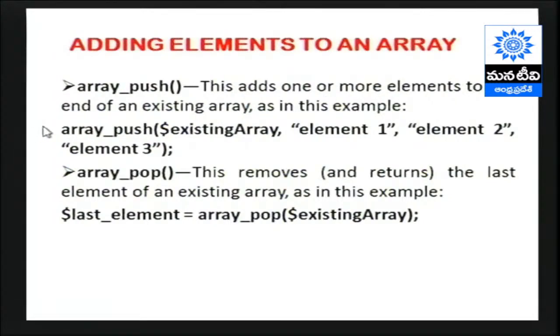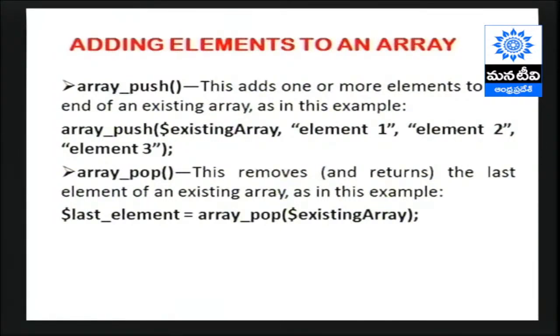So the syntax of the array push function is like this: array_push, where we have to provide the existing array name as the first argument, and the remaining are the elements, where we can give n number of elements to add to the existing array, where the element can be again an array. So this array push function adds the elements to the end of the array.